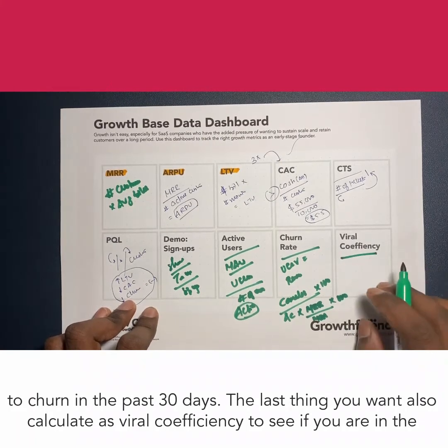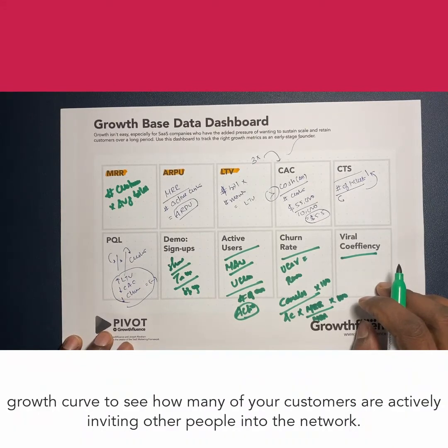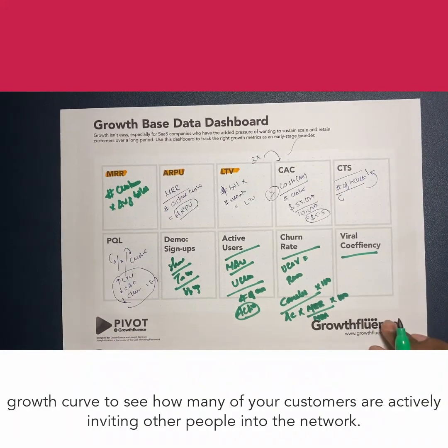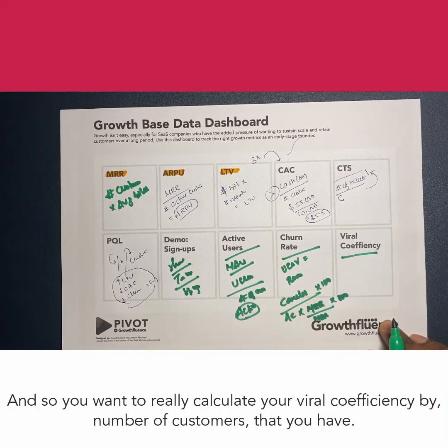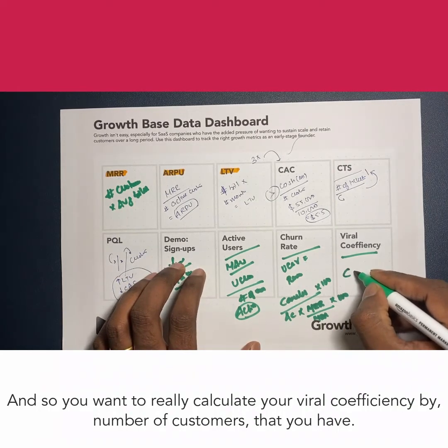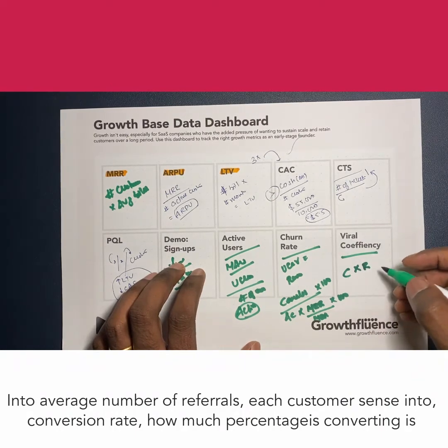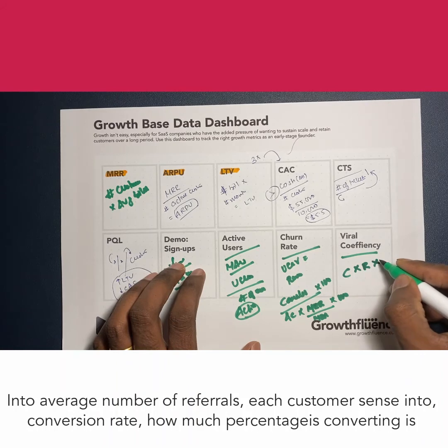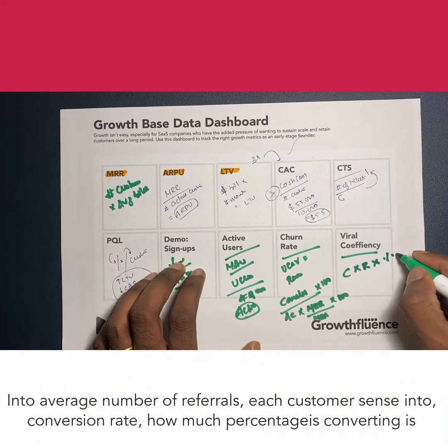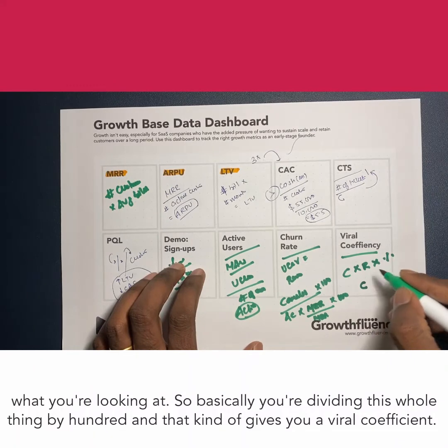The last thing you want to calculate is the viral coefficient, to see if you are on the growth curve, to see how many of your customers are actively inviting other people into the network. You calculate your viral coefficient by the number of customers that you have, times the average number of referrals each customer sends, times the conversion rate, meaning what percentage is converting. Then you divide this whole thing by 100, and that gives you a viral coefficient.